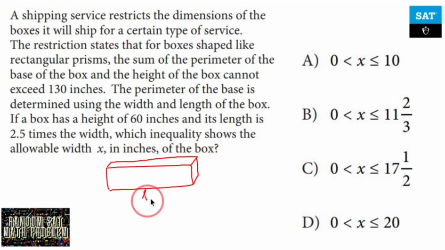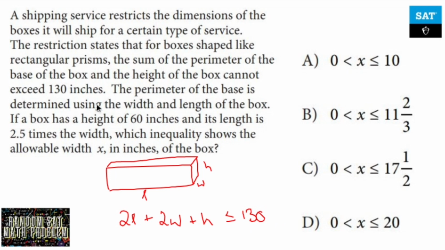Here's my box that I'm drawing. All right, so length, width, the sum of the perimeter of the base of the box. So the base of the box is L and W. So 2 L's plus 2 W's. And the height of the box, so plus H, cannot exceed, so must be less than or equal to 130 inches. All right, just getting stuff written down because I don't read these problems ahead of time, so I just want it written down.